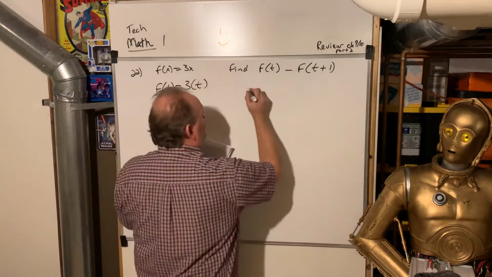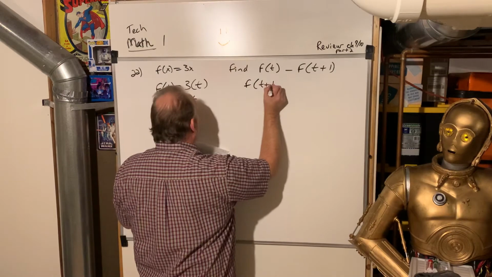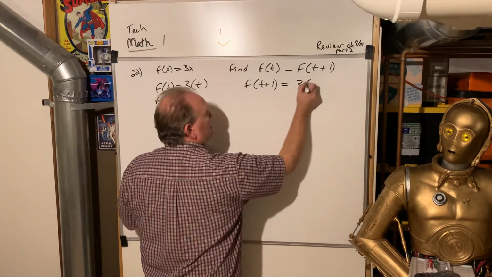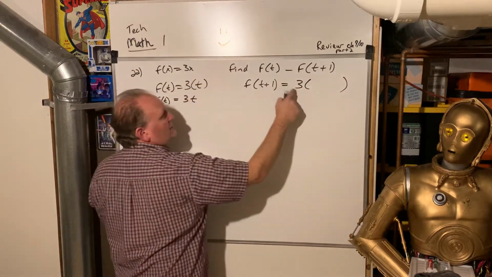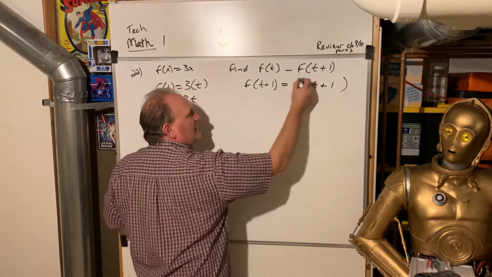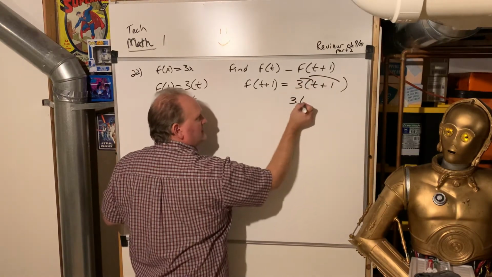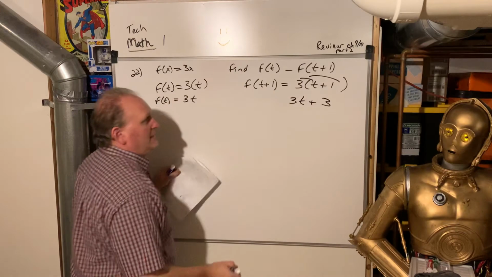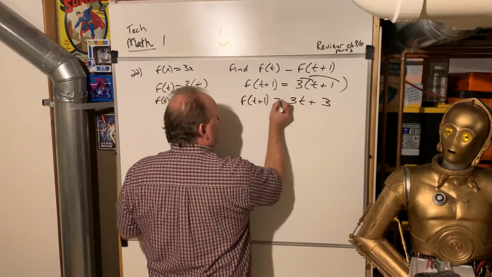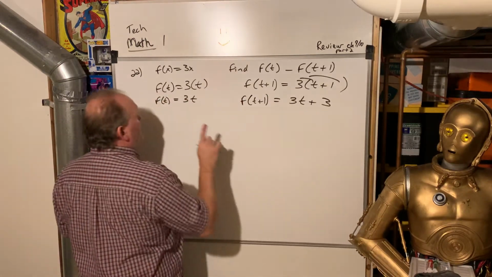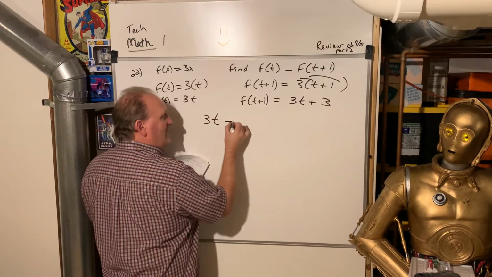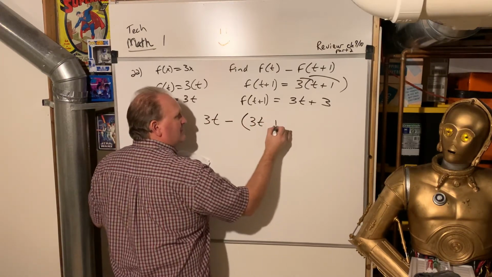But now we also have to find f of t plus 1. That's going to be a little trickier because now, instead of x, instead of 3x, we're going to sneak in a t plus 1. And then you have to do the distributive property. So it's 3t plus 3. All right? So maybe you might say, well, that doesn't seem too hard. That's not that bad. But then we're not done because now they want us to take this thing minus this thing. So 3t minus (3t plus 3).